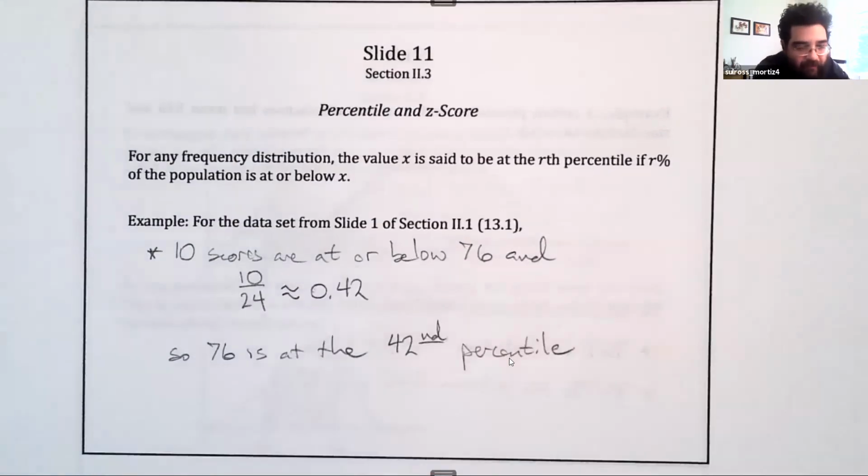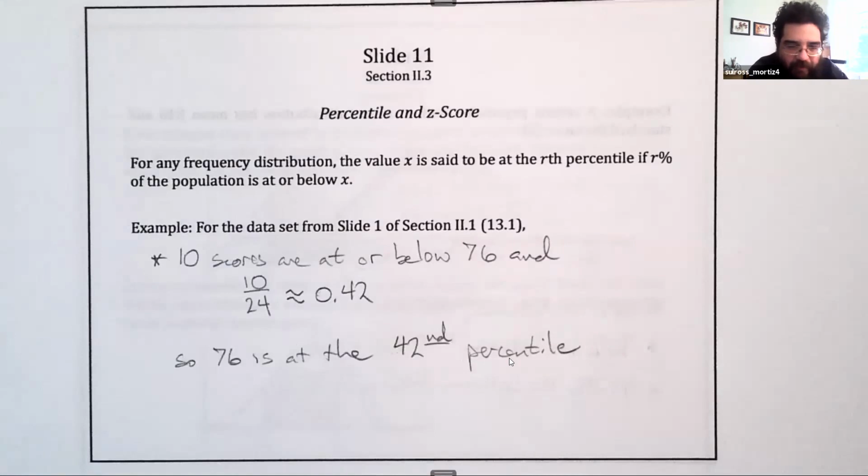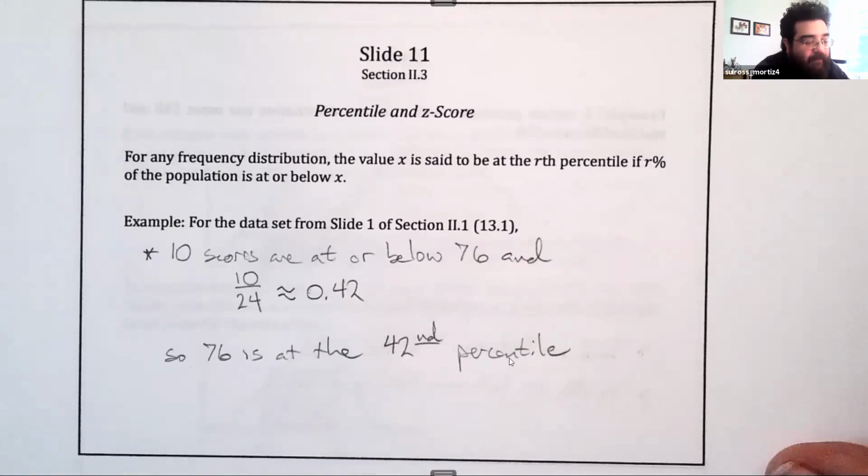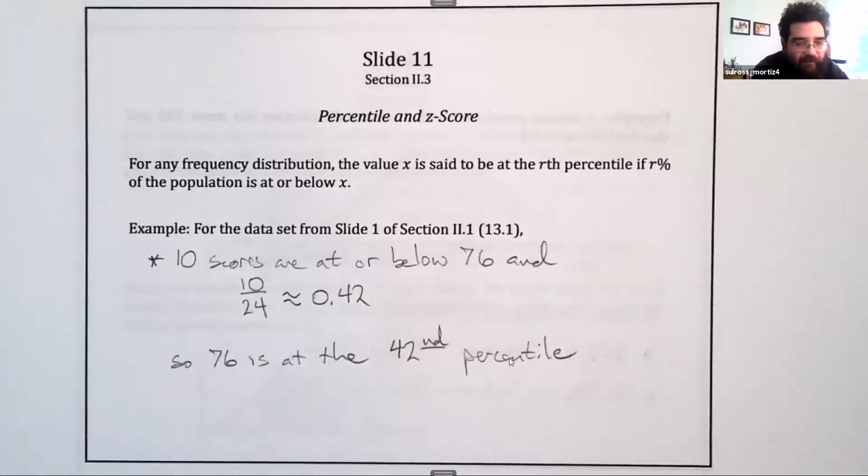So the student's grade may be a 76%. Their percentile is 42 because 42% of the class scored at or below their score.